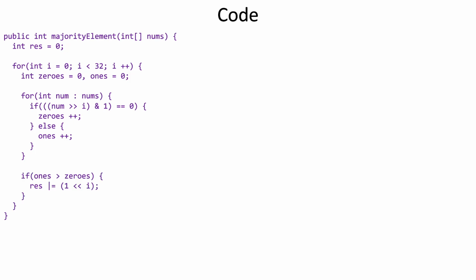Then we check if the 1s is greater than the zeros, which is when we set the result bit at that location equal to 1. Otherwise, we don't have to do anything because the default bit of all the bits is 0. Then we return the result at the end.